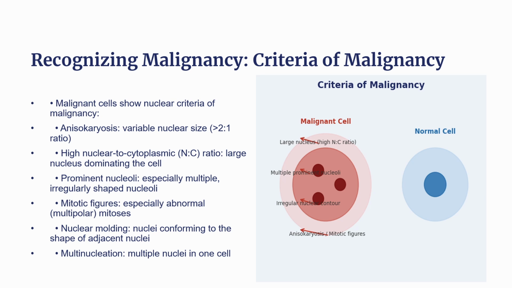Abnormal mitotic figures, where the chromosomes aren't dividing evenly, are a very strong sign of malignancy. You don't need all of these features, but the more criteria present, the more confident you can be that you're looking at a malignant neoplasm. These are the features your clinical pathologist will report on, and understanding them helps you communicate about the case.